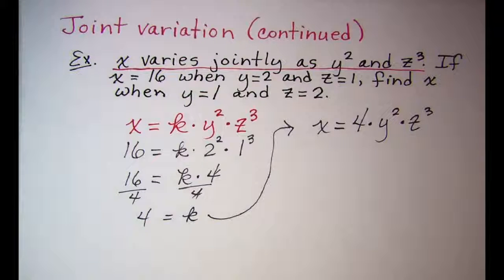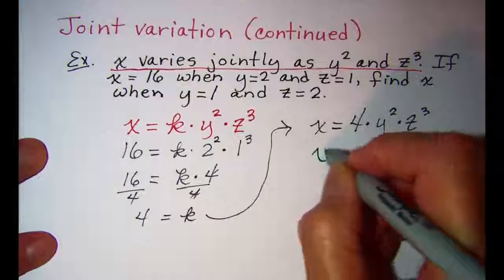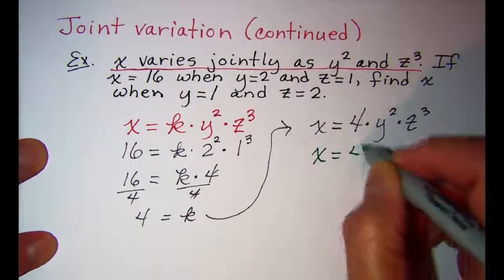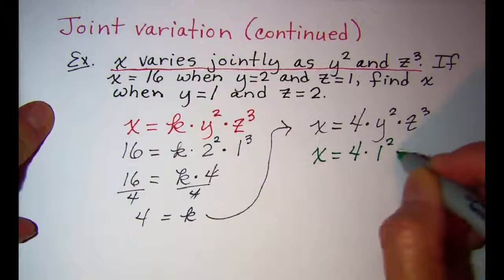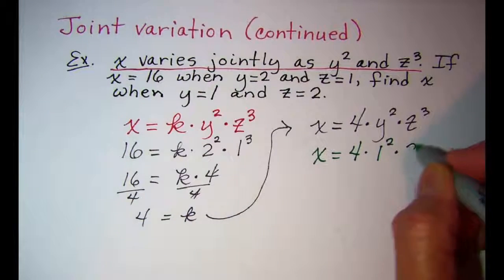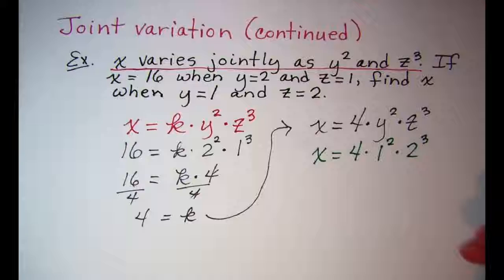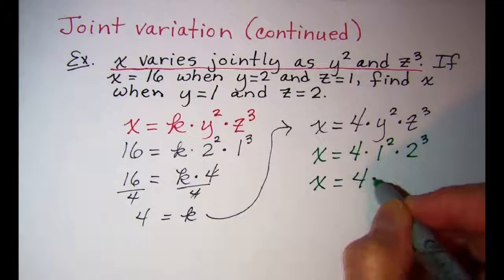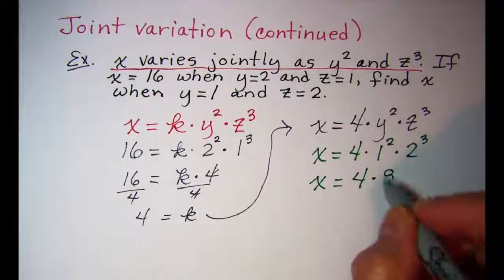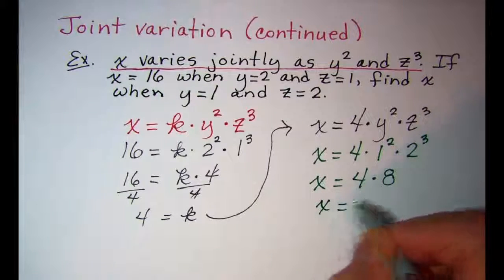And then I can finish my problem. Find x when y is 1 and z is 2. So x is equal to 4 times 8. X is equal to 32.